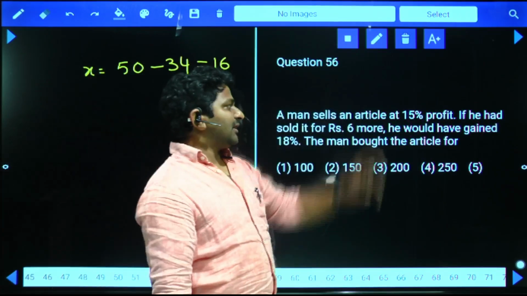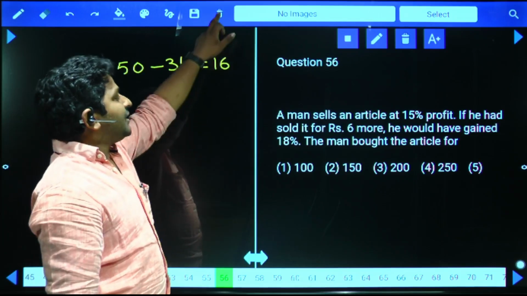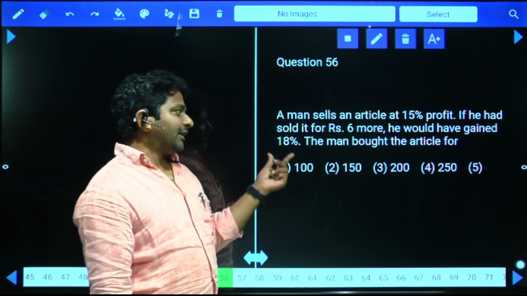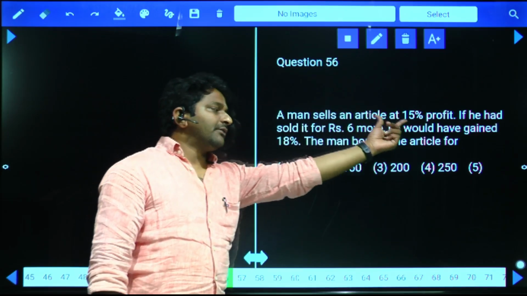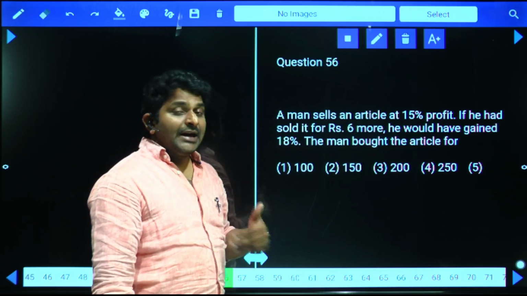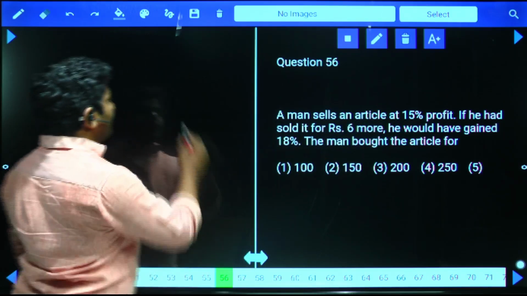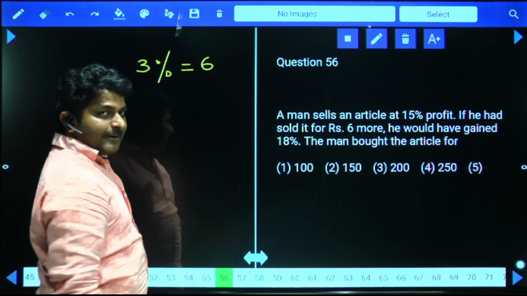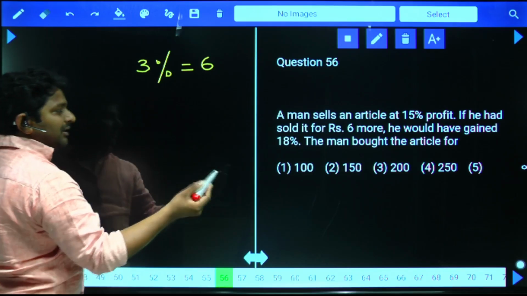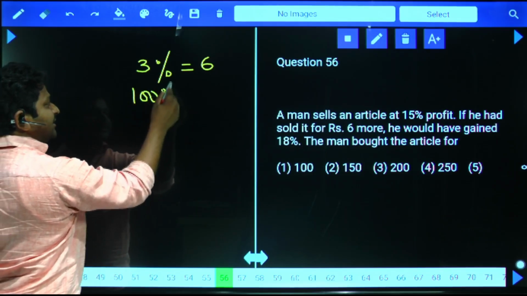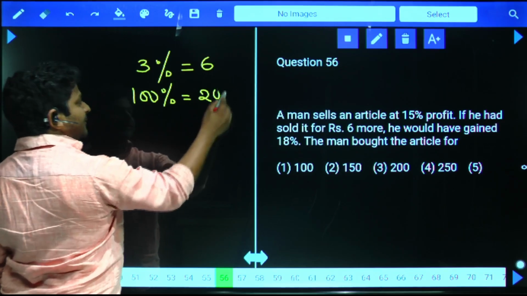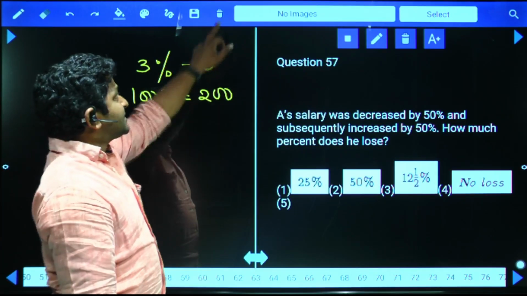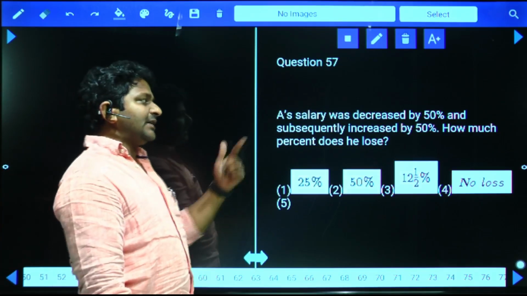Next, a man sells an article at 15% profit. Had he sold the item for 6 rupees more, he would have gained a profit of 18%. Earlier his profit was 15%, but now he is getting 18%. Profit increased by 3%, just because of 6 rupees only. Now your question is, the man bought the article, cost price. Cost price is 100%, that is equal to 200. Third option answer.